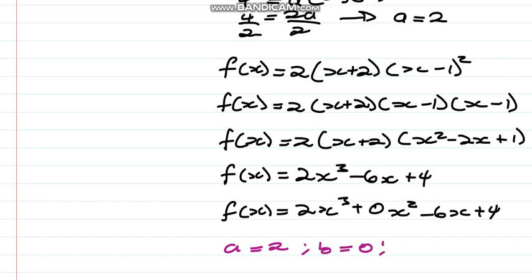Therefore your a is equal to 2, your b is equal to 0, because they said find it, right? You cannot just not say it because it's 0. You need to say it. c is negative 6 and d is 4, right?